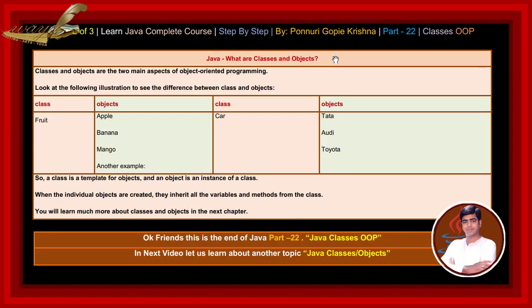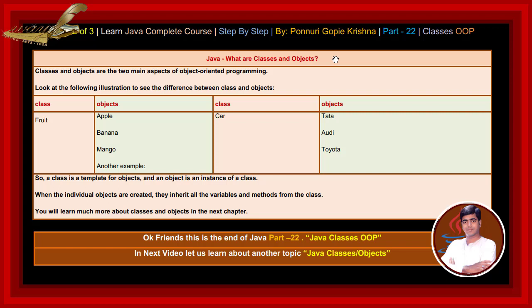What are classes and objects? Classes and objects are the two main aspects of object-oriented programming. Look at the following illustration to see the difference between class and objects. See, fruit is a class, apple, banana, mango are objects. Car is a class, Tata, Audi, Toyota are objects. So a class is a template for objects and an object is an instance of a class.